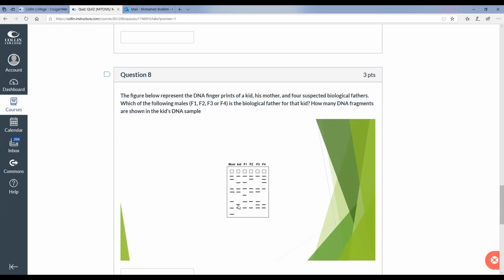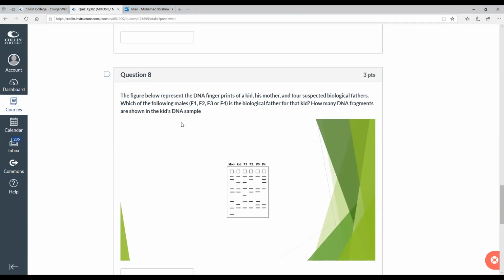Now go further, I will see a band here. This band, there is nothing in his mother, so it should come from his dad. If I look carefully here, I can see either father 3 or father 4. So now at this point, there are two DNA fragments that came from father 4, that one and that one. In this case, I can circle father 4 to be the biological dad for the kid.